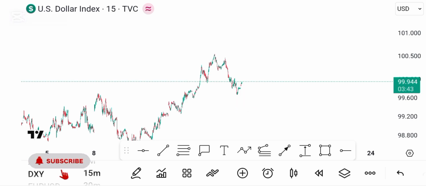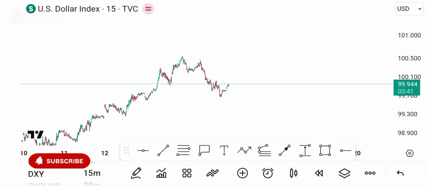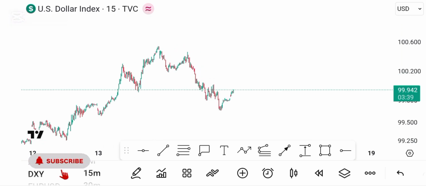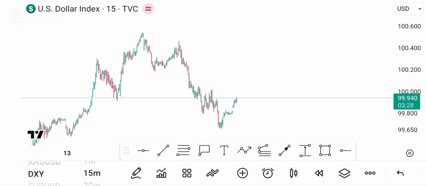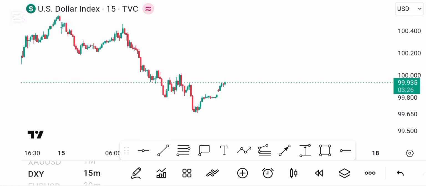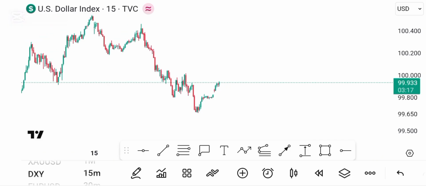So very quickly guys, let's run through the top down analysis. And by the way, this is USD. Okay, actually this is DXY. It simply means USD. So what DXY does is to tell you the dollar direction in the forex market. Now we do not trade DXY.